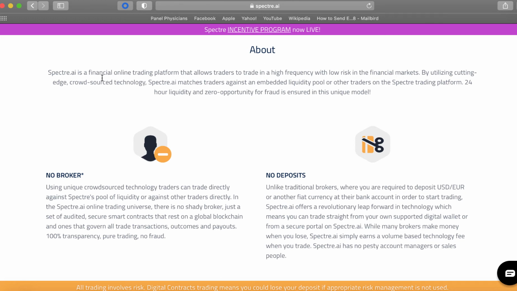So Spectre is a financial online trading platform that allows traders to trade in high frequency with low risk in the financial markets. As I said, Spectre matches traders against an embedded liquidity pool or other traders on the Spectre platform, and they charge you a fee for every trade. There's no conflict of interest here. Spectre is earning a 2% fee on every trade, pretty much exactly like an exchange, right? And they have 24 hours liquidity and zero opportunity for fraud, because Spectre has no control over the liquidity pool. It is decentralized, if that makes sense, right?